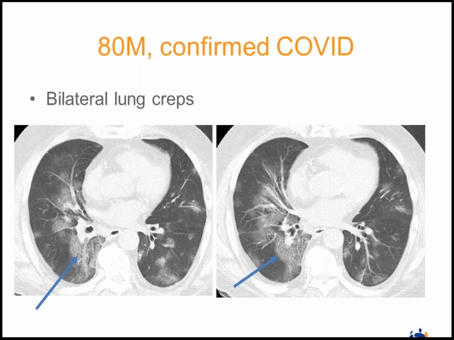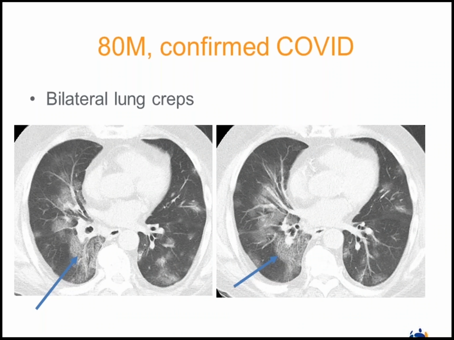So here we have some typical findings. We have an 80-year-old male patient who is swab positive for COVID-19. And there are multifocal bilateral ground glass opacities, basally predominant, and multiple peripheral areas, and then some slightly more central ground glass areas as well.